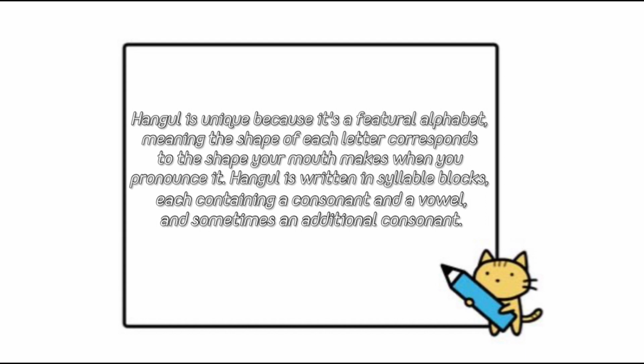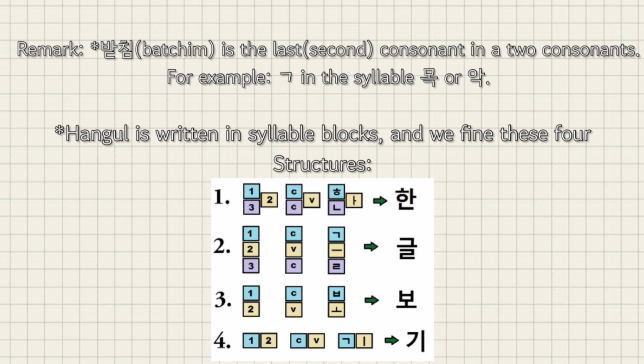Hangul is written in syllable blocks, each containing a consonant and a vowel, and sometimes an additional consonant. Remark: bachim is the last or the second consonant in a two-consonant syllable. For example, k in the syllable muk or ak. So, in a Korean syllable, we can find a consonant and a vowel, and we can find a consonant plus a vowel plus another consonant. This second consonant, the last one, is called bachim, and sometimes it has a different pronunciation.